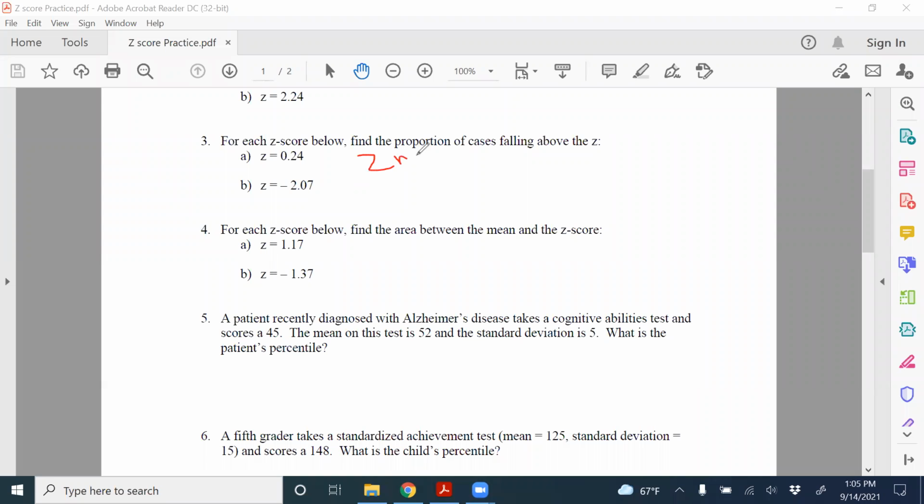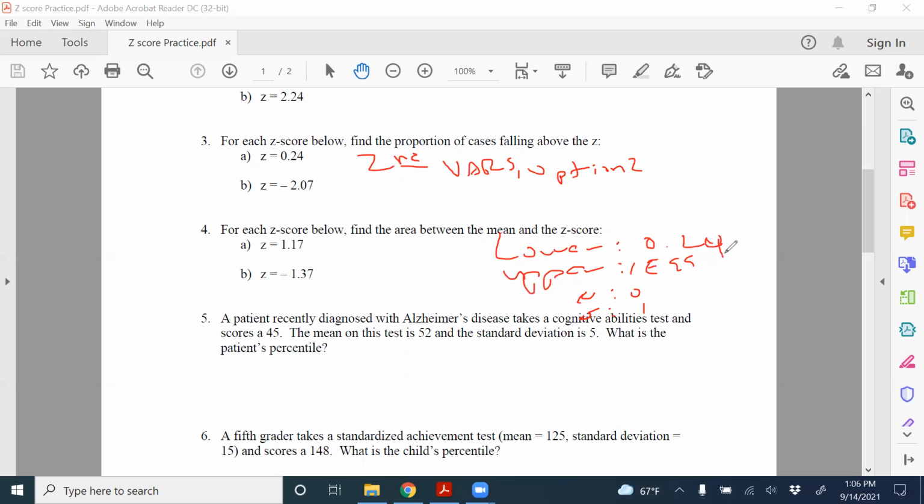Again, we go second vars, option 2. Lower, actually, I could list that as 0.24, and the upper just make it a really big number, like 1e99. And then mu, of course, is 0 and sigma is 1. If I do that, that would work too. So if I do that right now, second vars, option 2, 0.24, and then 1e99.